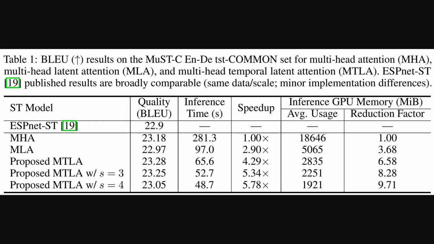So now that we've seen how multi-head temporal latent attention works during inference and training, this table gives us some concrete numbers. It shows results on the MuST-C English to German test set. It compares our new multi-head temporal latent attention against standard multi-head attention and another approach called MLA. We're looking at BLEU scores, which measure translation quality, along with inference time, speedup, and GPU memory. So these figures really highlight the practical benefits of the multi-head temporal latent attention approach.